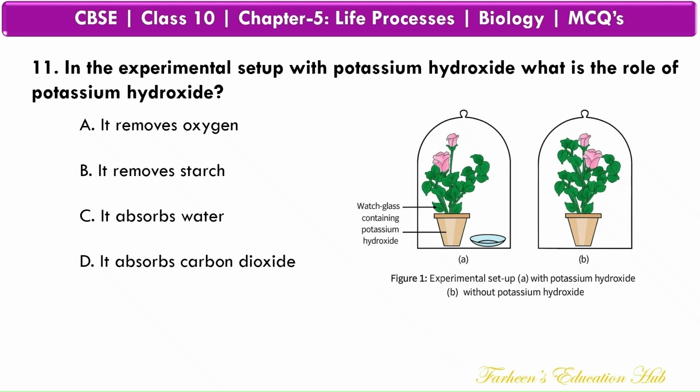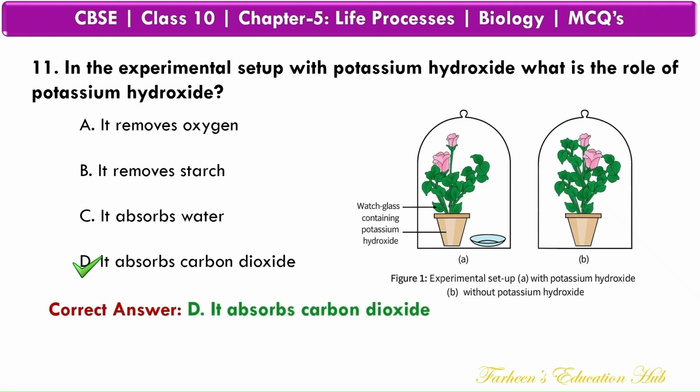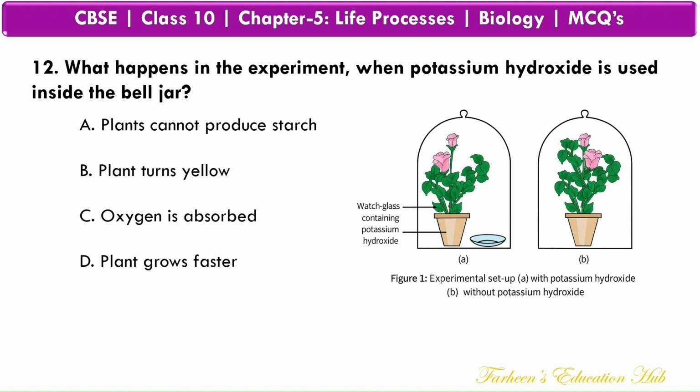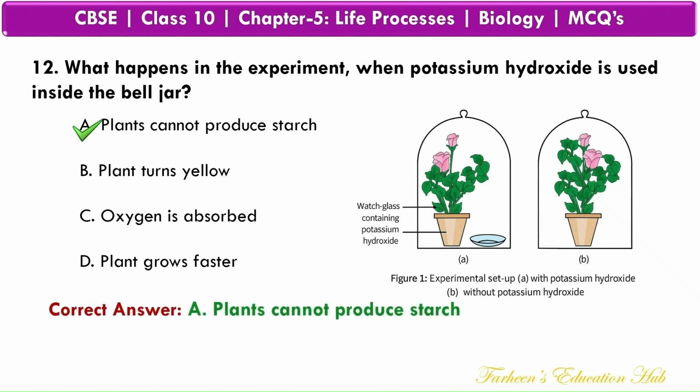In the experimental setup with potassium hydroxide, what is the role of potassium hydroxide? Answer is D. Potassium hydroxide absorbs carbon dioxide from the air inside the bell jar. What happens in the experiment when potassium hydroxide is used inside the bell jar? Correct answer A. Plants cannot produce starch.